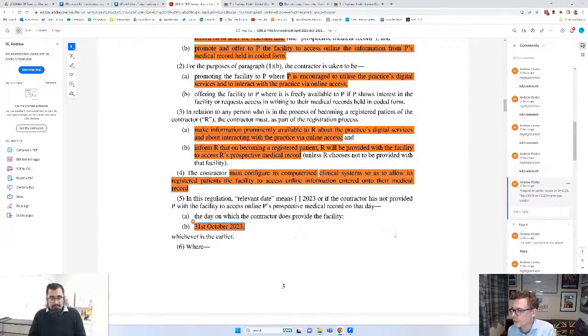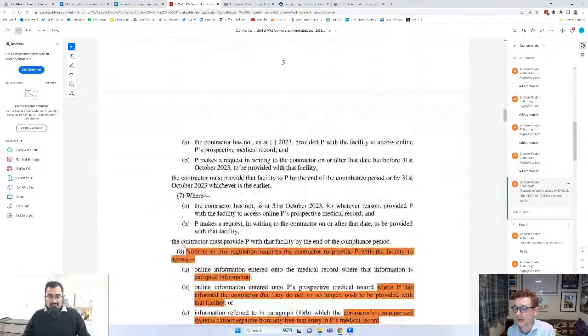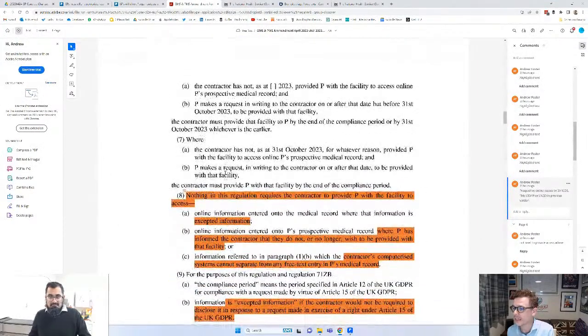Yeah, and it's this new date. In the previous document, there were references to the 1st of October 2019 first of all, and then the 1st of April 2020, and now it's the 31st of October 2023. And I think they do mean business this time.